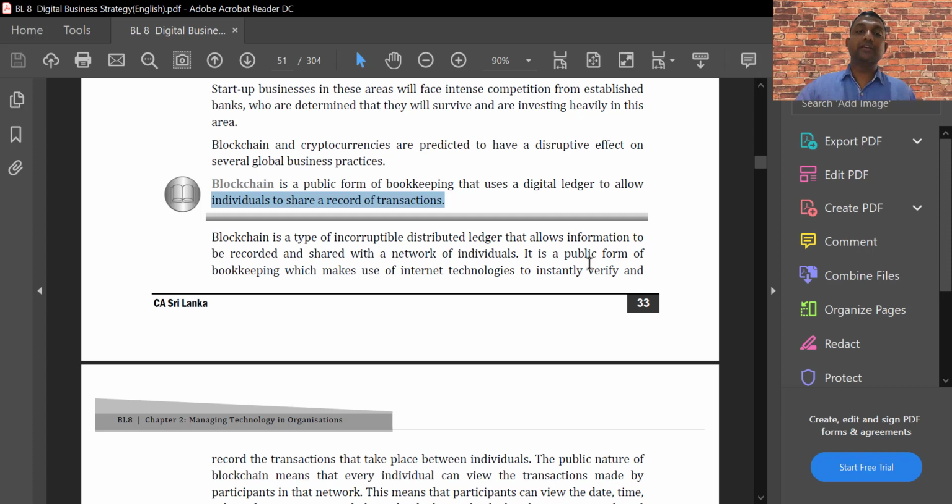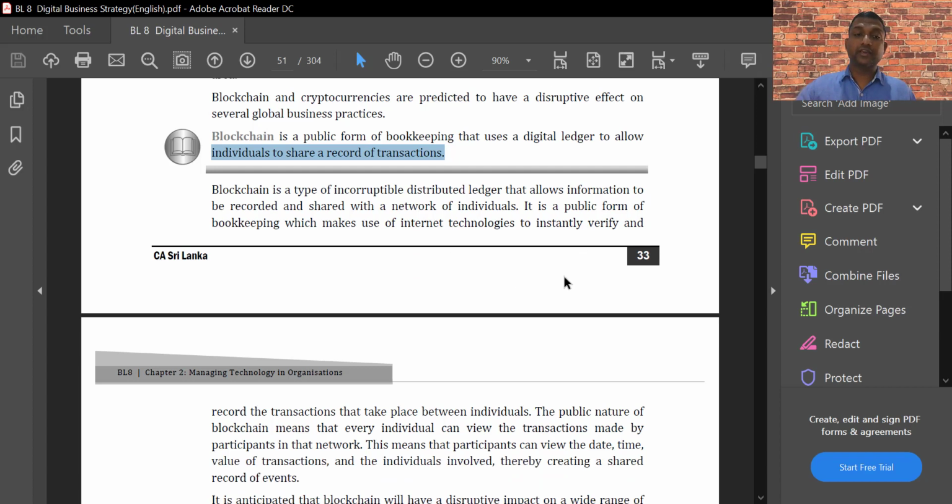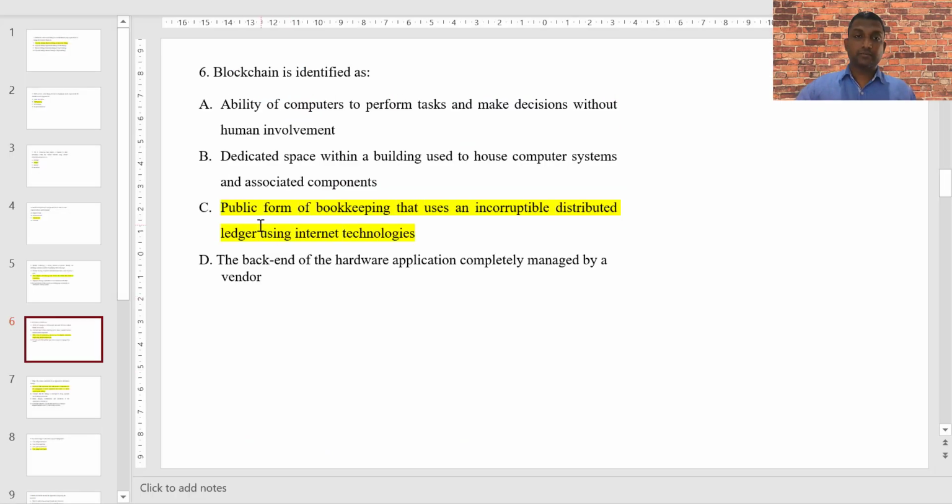So this is a public form of bookkeeping which makes use of internet technology to instantly verify and record the transactions. So transactions can be verified and recorded instantly, and it is open to everyone. Right, so public form of bookkeeping that uses an incorruptible distributed ledger using internet technologies is the correct answer. Okay.